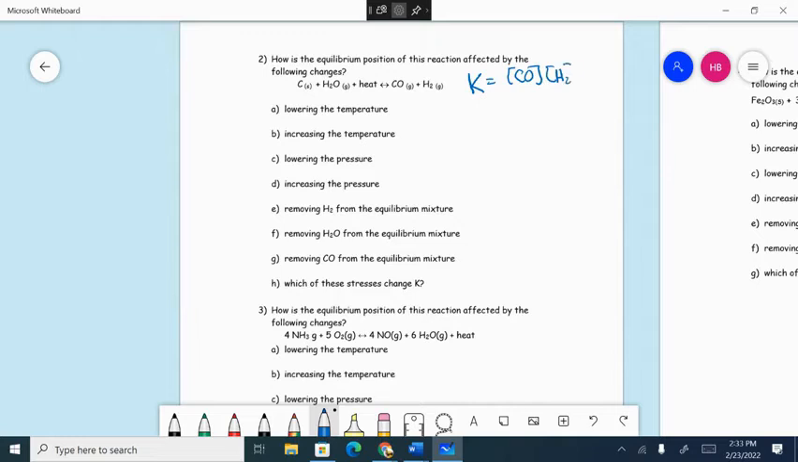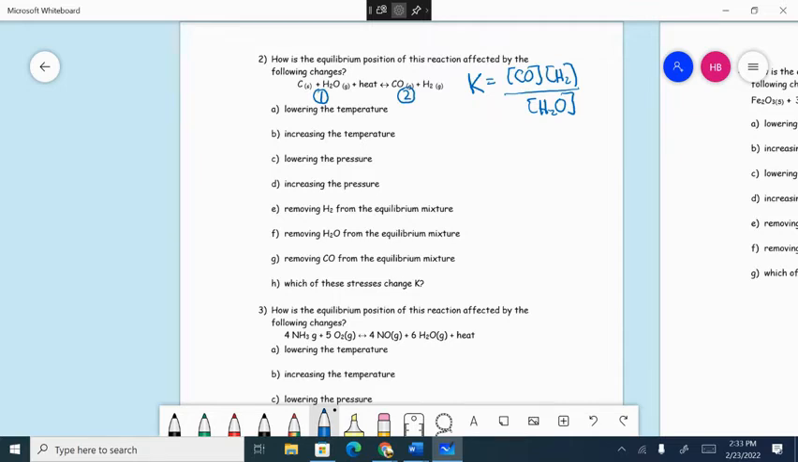concentration of the products over the concentration of the reactants, only the ones that are gaseous. So when you count the number of moles of gas, it's 1 on the reactants and it's 2 on the products. See how I simply ignore that solid.